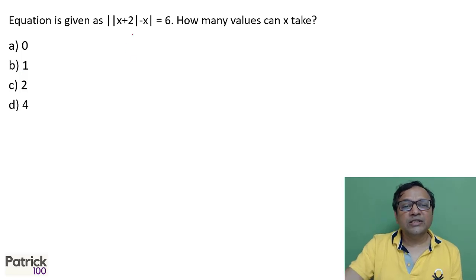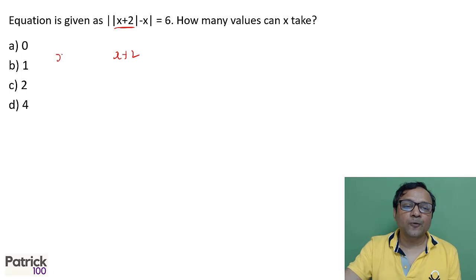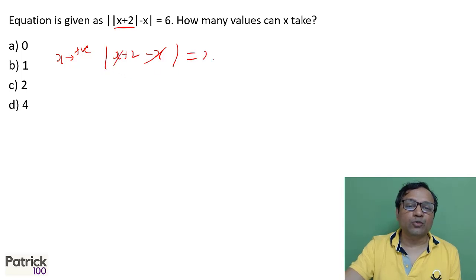Equation is given, how many values can x take? Now if I put x as a positive value, then x plus 2 will always be positive. Minus x it will become. x minus x will get cancelled. It will always be 2. You can substitute and check out. Put x equal to 1, put x equal to 2. You will realize it always gives you 2. So a positive value is not possible.